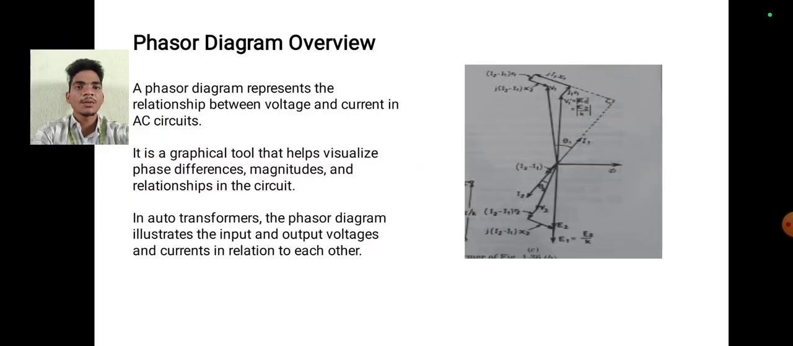Phasor diagram overview. A phasor diagram represents the relationship between voltage and current in AC circuits. It is a graphical tool that helps visualize phase differences, magnitudes, and relationships in the circuit. In an auto transformer, the phasor diagram illustrates the input and output voltages and currents in relation to each other.